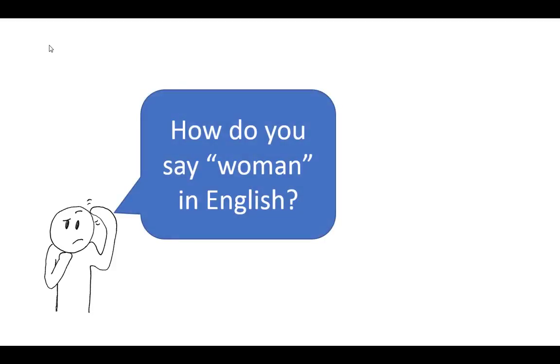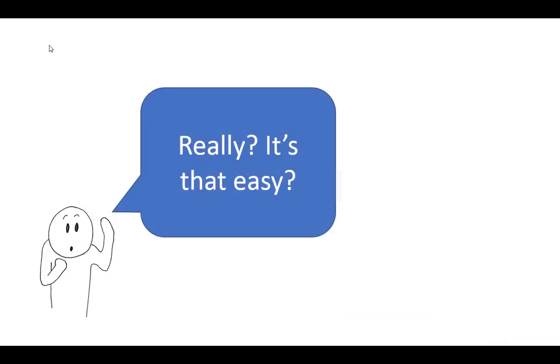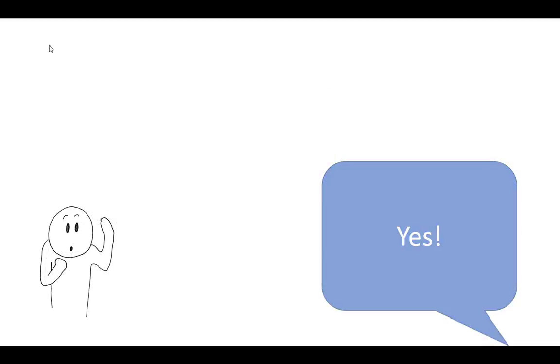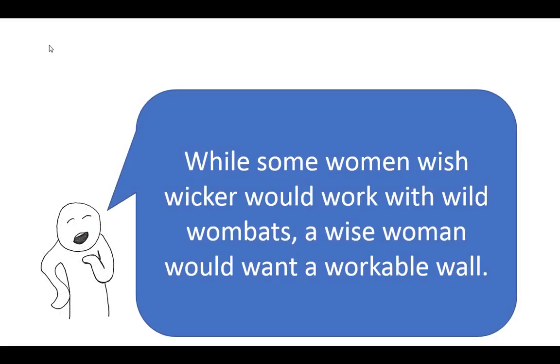So, it starts out, I'm just going to use Japanese as an example because I speak Japanese a little bit, and so it's easier for me to think of examples. But they start out asking, how do you say woman in English? And someone else says, easy, just make a W sound like in Japanese, because there's a lot of sounds in Japanese that have W. Really? It's that easy? Yes. That's great. And then they have a sentence like this.